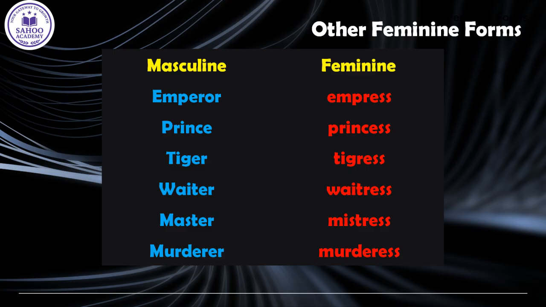So while the pattern of adding ESS is consistent, the base word may vary. The key is to recognize the relationship. The feminine form is built upon the masculine form, clearly marking the distinction in gender for roles, titles, and animals. Clear? Now let's go to the next slide.